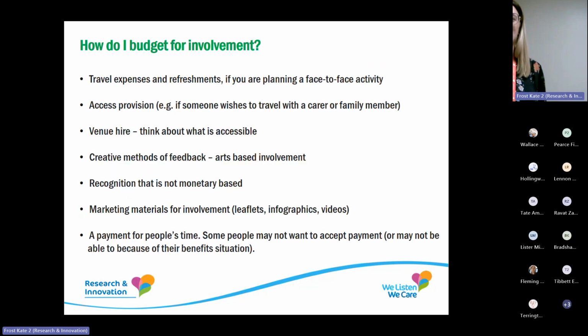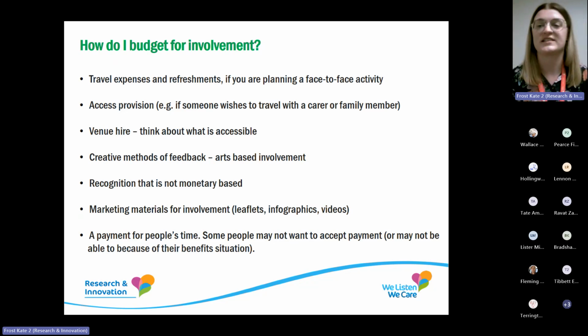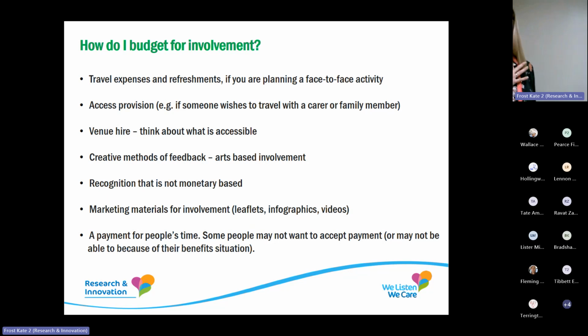Finally, on these slides, and one of the questions we get asked a lot, is how do I budget for involvement? So these are the practicalities. There can be costs associated with involvement. Mostly, and what's fundamental, is to try and ensure that no one is out of pocket for their involvement. So you're looking at travel expenses, refreshments, if you're planning a face-to-face meeting.